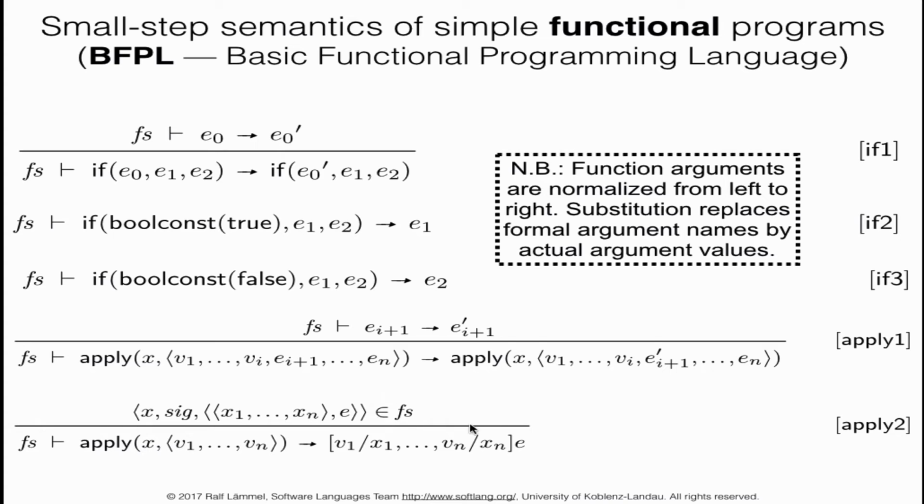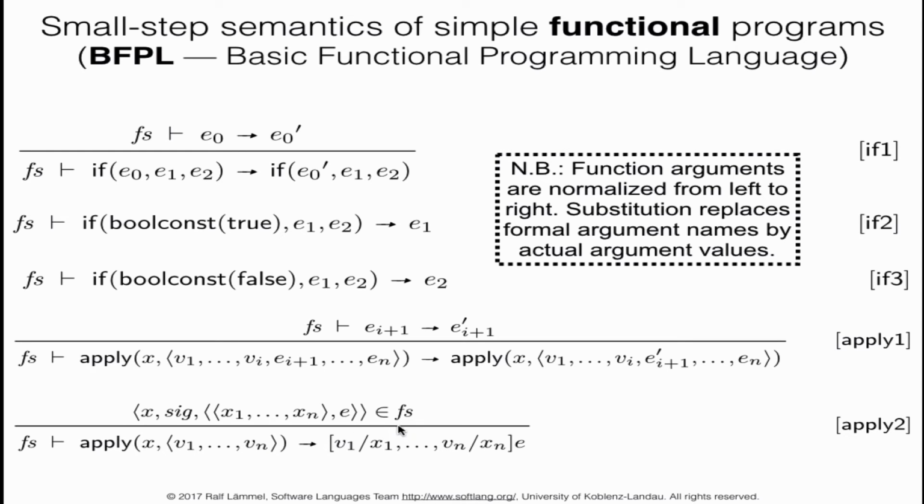The last two rules deal with the semantics of function application. The first rule deals with evaluating actual arguments. Basically we pick the leftmost actual argument that is not yet a value, or for which we can at least make a step, and that certainly implies it's not a value. And the second rule assumes that all the actual arguments are in value form.